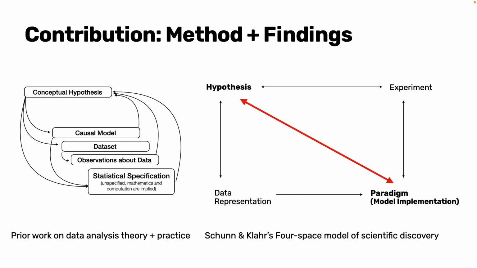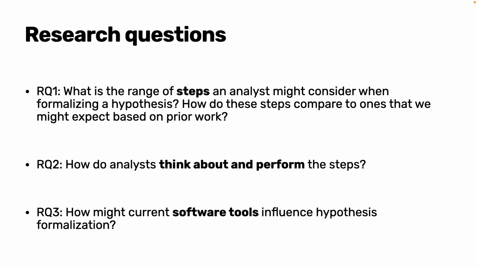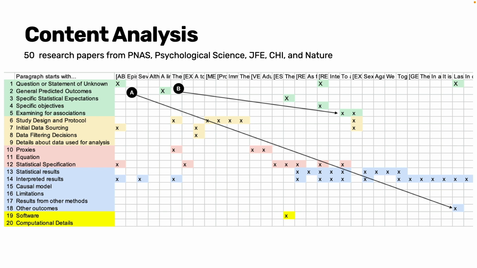So in our research, we connect these two bodies of research on data analysis praxis and theories of scientific discovery, and we extend existing theories to show how hypothesis formalization exists on this diagonal from hypotheses to paradigm, and in fact includes a bidirectional relationship. So we divided our initial motivating question into three specific research questions. First, what is the range of steps an analyst might consider when formalizing their hypotheses? Second, how do analysts think about and perform the steps? And finally, how might current software tools influence hypothesis formalization?